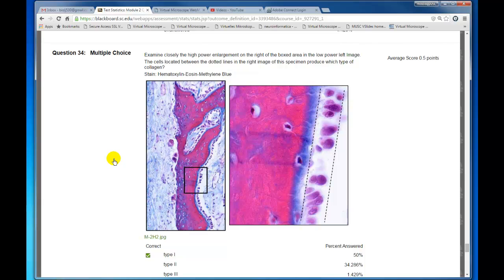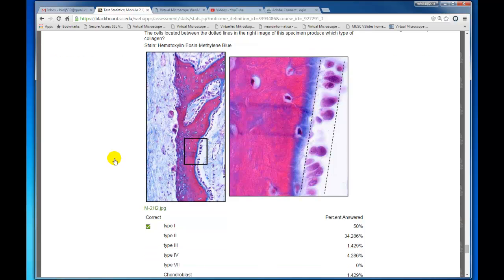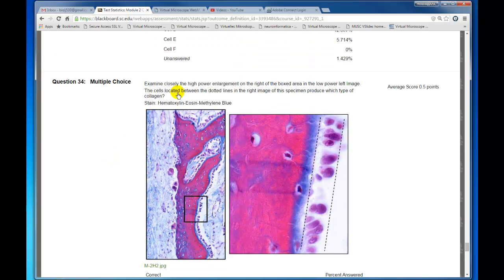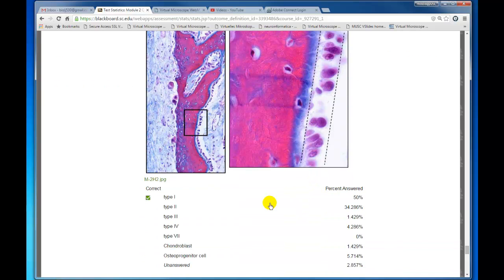And question 34, osteocytes make type 1 collagen. So we wanted you to answer, first of all, you have to recognize this is bone. From the spicule here and the cells here and the canaliculi, you can see, and this is Mason's trichrome, so this is collagen here stained blue, and these are osteoblasts that are forming bone matrix. And so they produce type 1 collagen. This is type 1 collagen here.